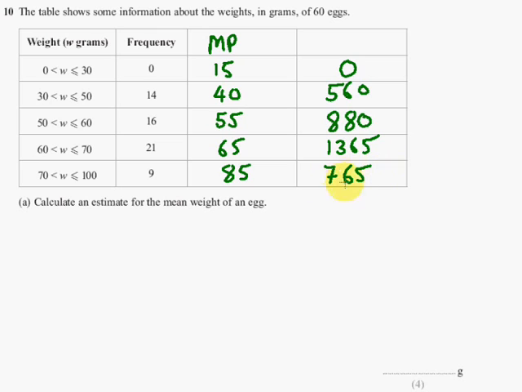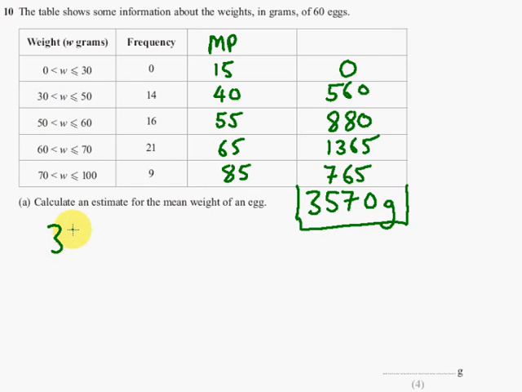So that's all the weights. Okay, now we need to add that all together to get a total weight of all those eggs. So 560, add 880, add 1,365, add 765 is 3,570 grams. Okay, so that's a total weight of all of the eggs. Well, that we're guessing anyway. We're assuming that that's the total weight of all the eggs.